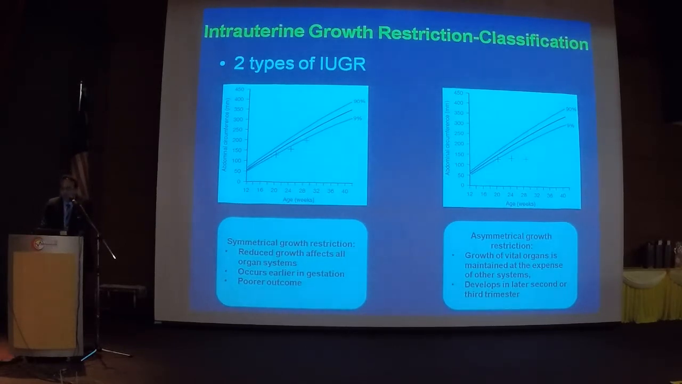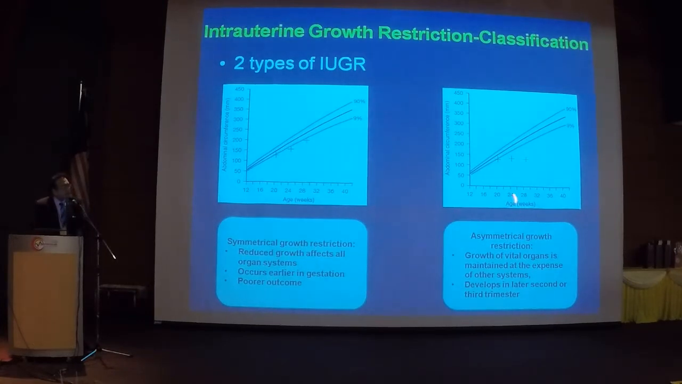The types of IUGR classification, I'm sure all these are taught in medical school. You may remember the two types of IUGR, which are the symmetrical type and the asymmetrical type. The difference is that the symmetrical type will be recognized from the beginning itself, from the early part of pregnancy. It occurs early in gestation. It reduces growth of all organ systems, meaning from the early part of pregnancy the baby is not growing very well, and it has a poorer outcome compared to the asymmetrical growth restriction, where the growth of the vital organs is maintained.